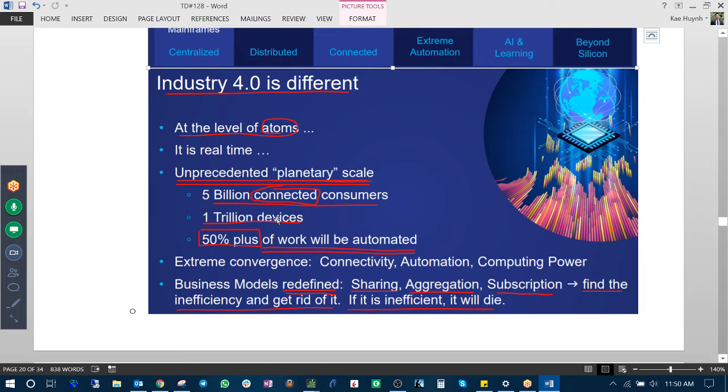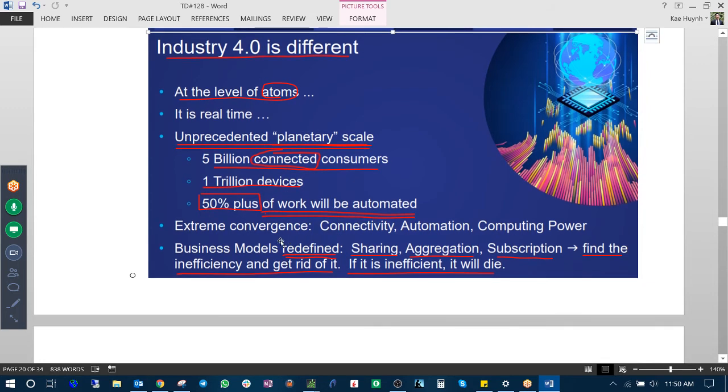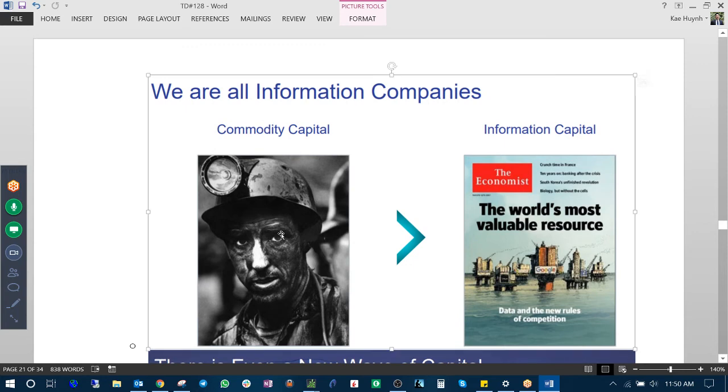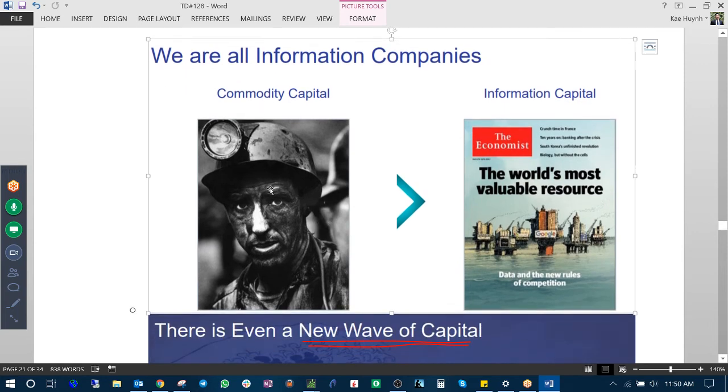1 trillion devices or more coming into the market. 50% plus of work will be automated, right? So this is going to be a very data-driven world. What else do I want to read? Business models will be redefined. Sharing, aggregation, subscription, find the inefficiency and get rid of it. If it is inefficient, it will die. Exactly. Yep. We are all information companies, commodity capital.